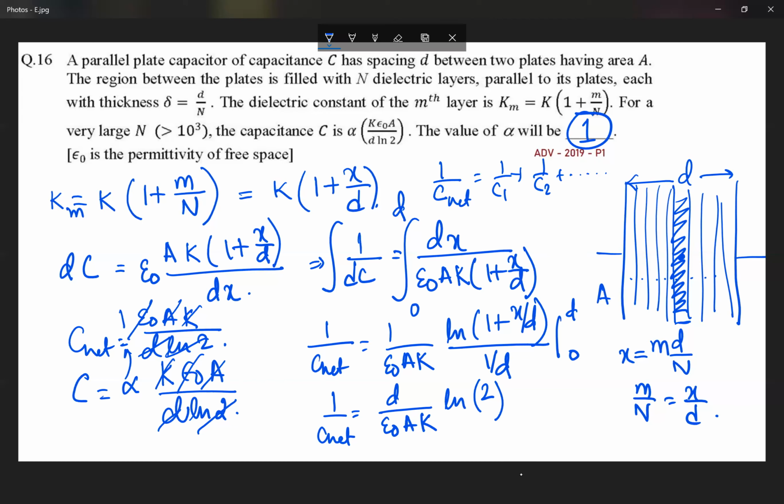All right, this is a question about series capacitors. If the dielectric changes, we find out the slice of a capacitor. We integrate the slice to find out the total capacitance. So this is a question based on capacitor slices. Fine, let's move to the next question.